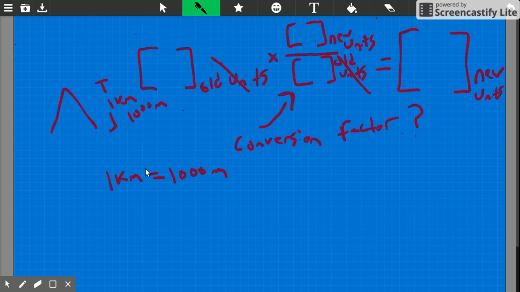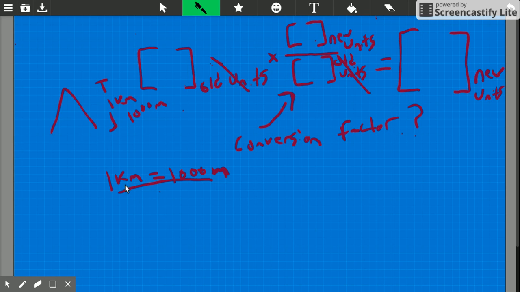All right, so we see these types of relationships between units all the time. You might say that 1 hour equals 60 minutes, or that 1 kilogram is equal to 2.2 pounds. We have examples of these all over the place, and we can always write them out as an equivalence. 1 kilometer is the same thing as 1,000 meters. All right, so this is where our conversion factors come from.